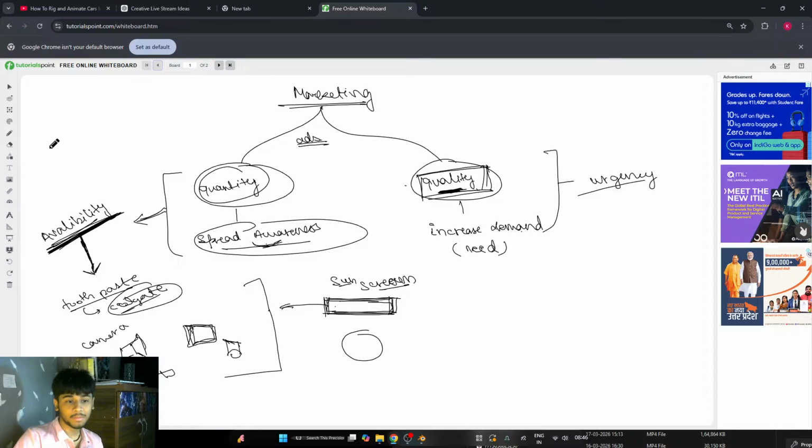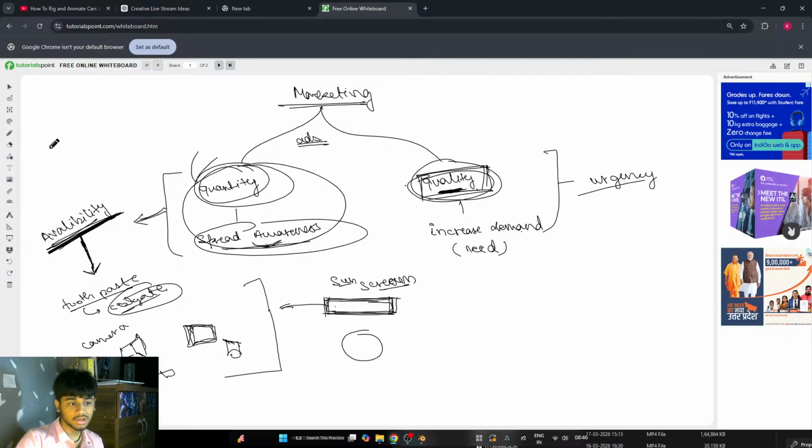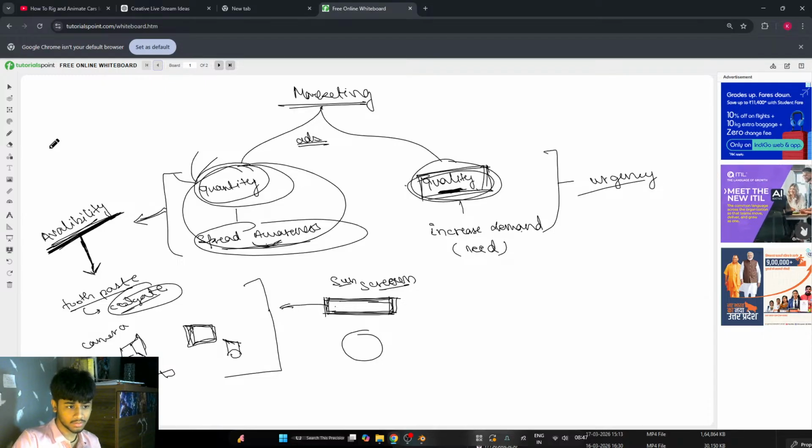And what do we mean by quality? Quality doesn't mean that the cinematics should be good, or the background sound, or the visuals should be good. That is already under quantity. Even if the visuals are good, even if the sound effects are good, it is just quantity. I'll show you an example, and with that you will really get it. But what I'm talking about under quality is human psychology.